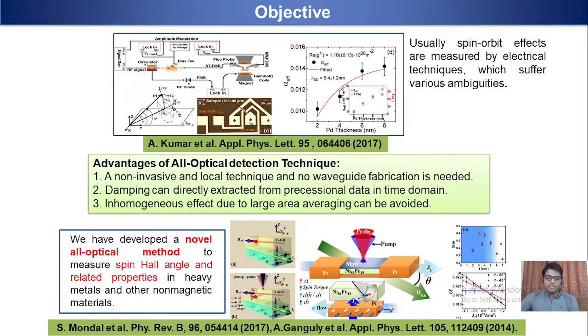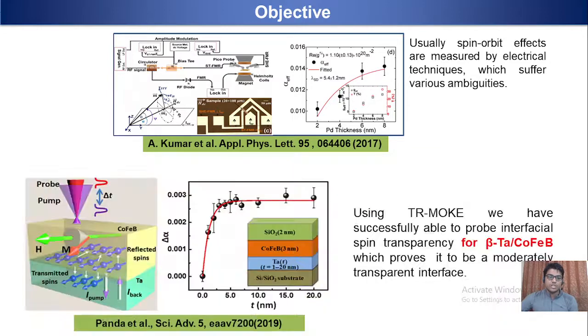In our lab, we have developed an all-optical method which is non-invasive and a local technique, so no complicated microfabrication is required, and damping here can be directly extracted from the precessional dynamics data, and inhomogeneous effect due to large area averaging also can be easily avoided in this technique. We have been able to measure the spin Hall effect using this technique, and most recently we have used this technique to measure spin pumping induced interfacial spin transparency at beta tantalum and CoFeB interfaces.